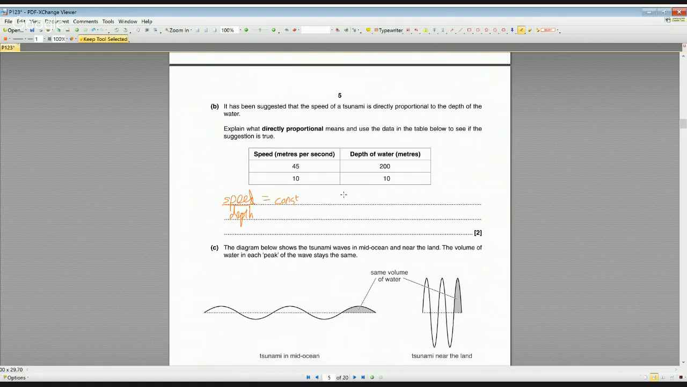And we can test that by doing 45 divided by 200, which gives us 0.225. And try it with the other pair of values here. We have 10 divided by 10, which is obviously 1. Those two do not equal each other, so it is not true. There is not a directly proportional relationship between speed and depth.